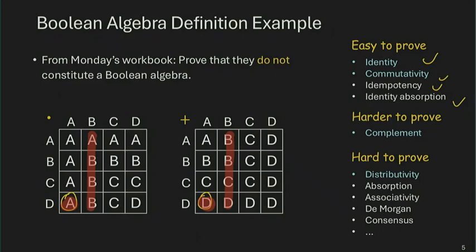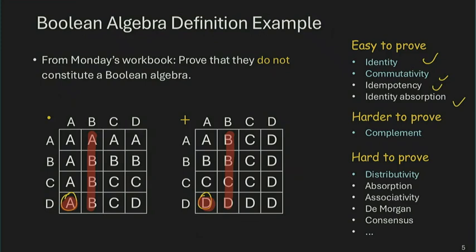Right? A and B produce an A over here, but they cannot be complements because this one has to be a D for them to be complements. And B is not a complement to B, C is not a complement to B, D is not a complement to B because they are not A's. They should be the identity element of the other operation for them to be complements. So B does not have a complement. Therefore, it's not a Boolean algebra.